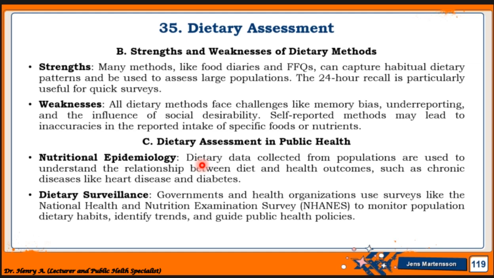And then we want to see the outcomes such as chronic diseases like heart disease and diabetes, what has led to it, what was being eaten, what was the habit, so that it can serve as a lesson or probably can be used for interventions in the future. You also have dietary surveillance, where governments and health organizations use surveys like the National Health and Nutrition Examination Survey to monitor population dietary habits, identify the trends, and also guide the public health policies so that interventions that will be necessary, updated, and will have impact, recent, current in the population, can pave way.